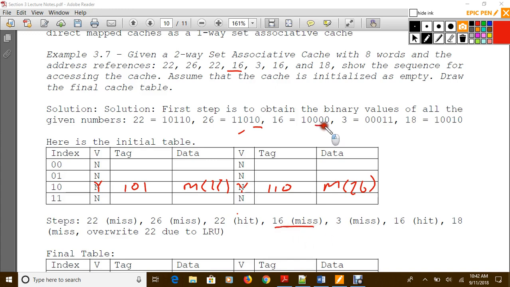16 has 0, 0, so we go yes, 1, 0, 0, memory 16. 3 is a miss; in this case the index is 1, 1. So that becomes yes, 0, 0, 0, memory of 3. 16 is a hit because it's in there. And then we get to 18. We know that 18 also ends with 1, 0, so we have both of our sets filled.